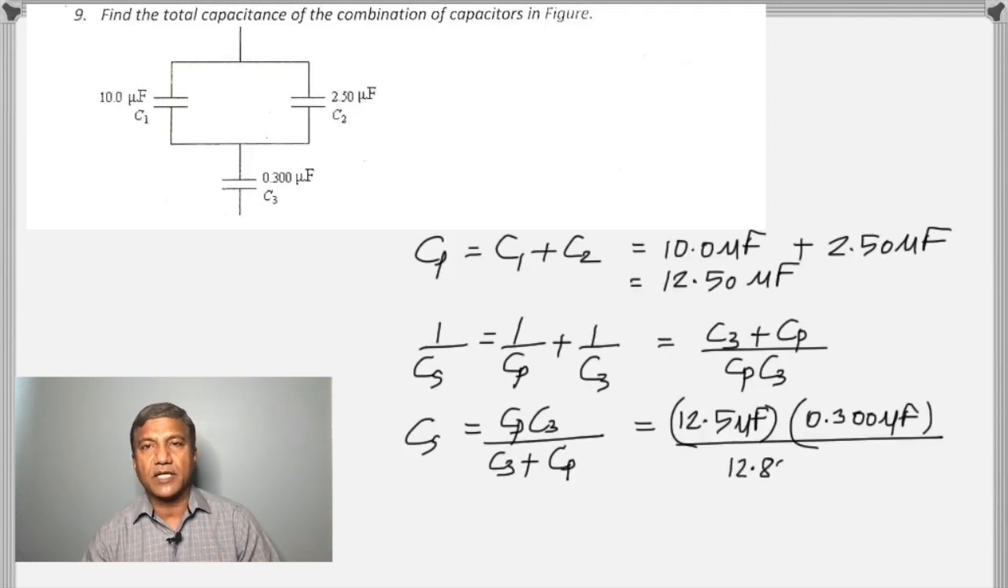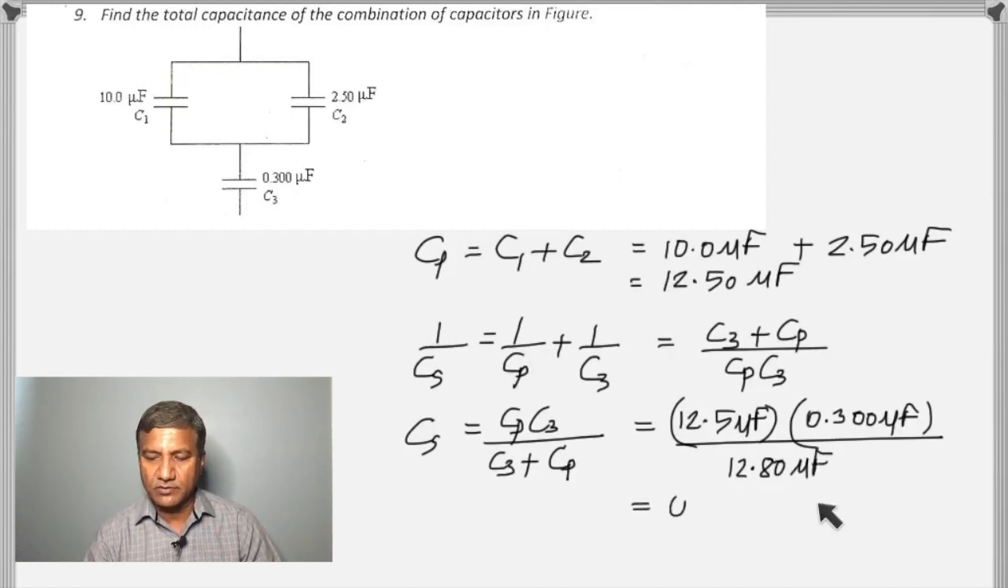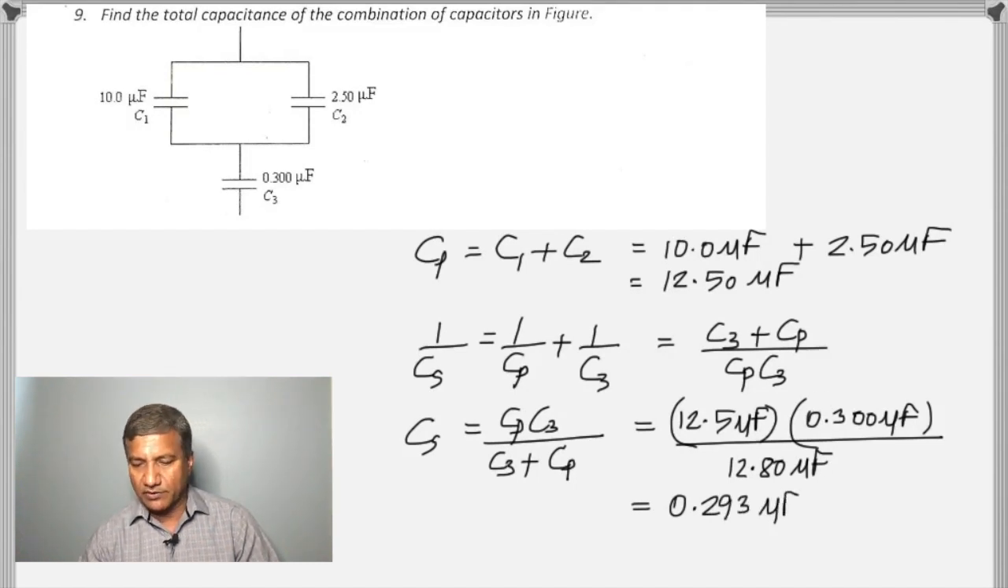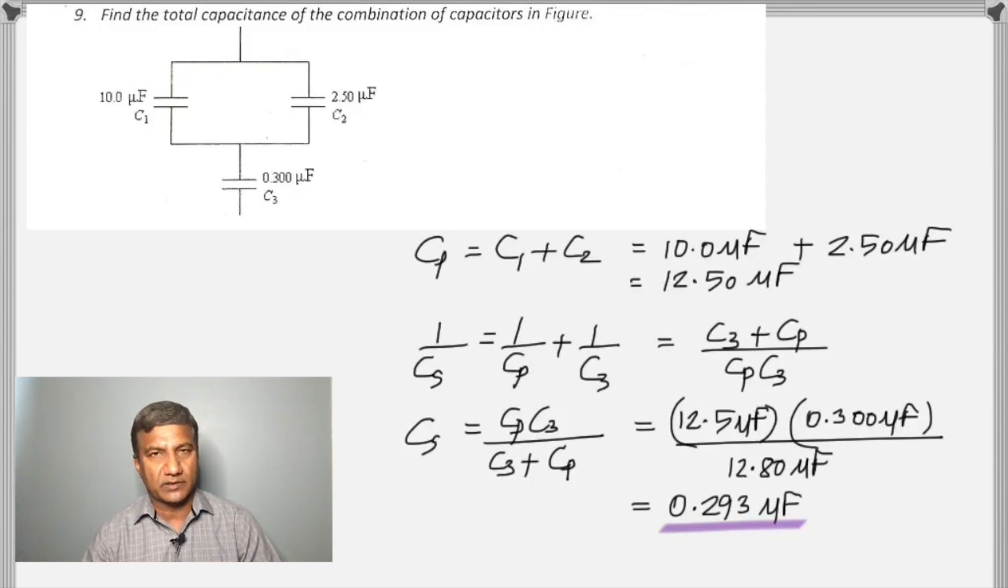So when you do that, when you write that down and calculate, here I have the sum of the two, and here I have the product. You get the answer as 0.293 microfarad. Remember that in series, the total capacitance is always going to be smaller than the smallest amongst them. And the smallest was 0.3, and you see that the total capacitance became even less than that.